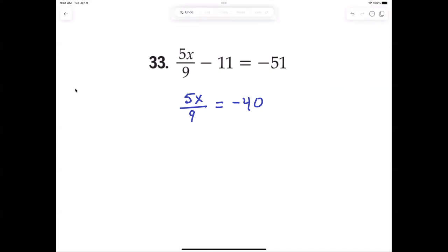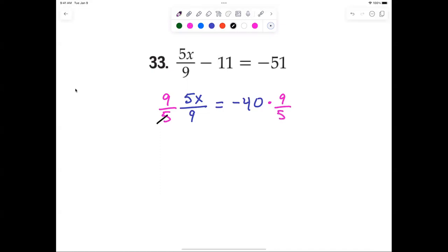No, we do the 9 over what? Nope, no X's. 9 over 5 times 9 over 5. Now, why do we do that? What happens to the 2 5s? They cancel. What happens to the 2 9s? They cancel out.